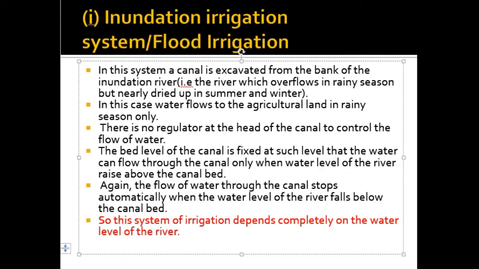In this type of irrigation system, there is no regulator at the head of the canal for controlling the flow of water. Likewise, the bed level of the canal is fixed at such a level that the water can flow through the canal only when the water level of the river rises above the canal bed. So, this system of irrigation depends completely on the water level of the river.